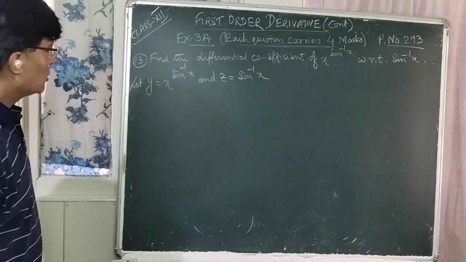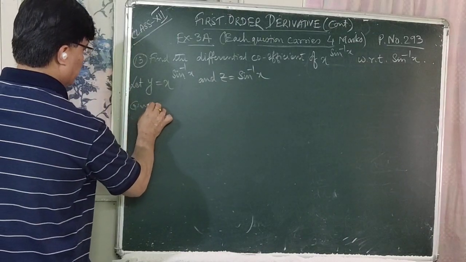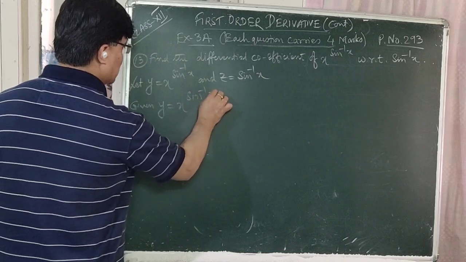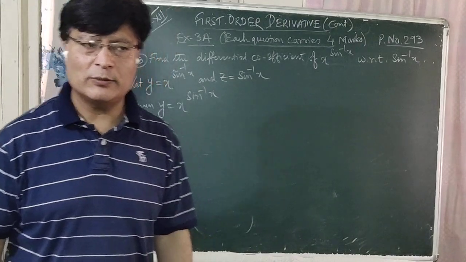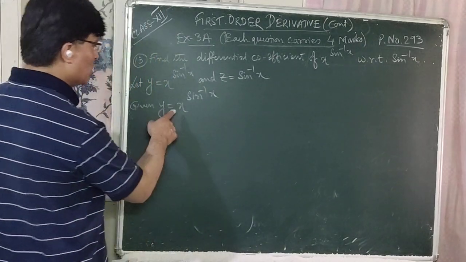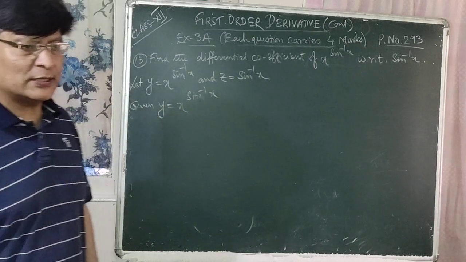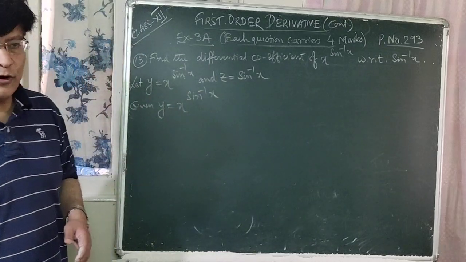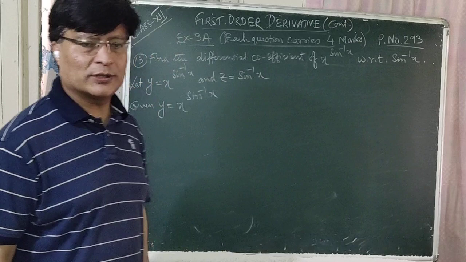Right? So let us find out dy by dx first. Now here given y is equal to x to the power sine inverse x. So you cannot directly differentiate here. You cannot find out directly dy by dx here, because both the bases and the powers are the variables here. You cannot differentiate it directly. You have to take log, because sine inverse x should be taken to the front of x. So you should take log on both the sides.